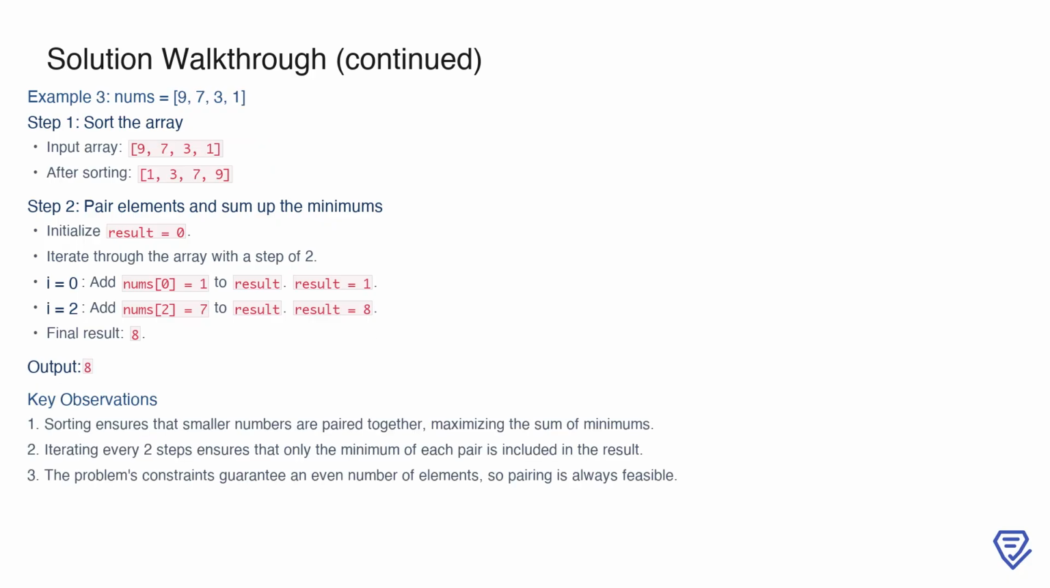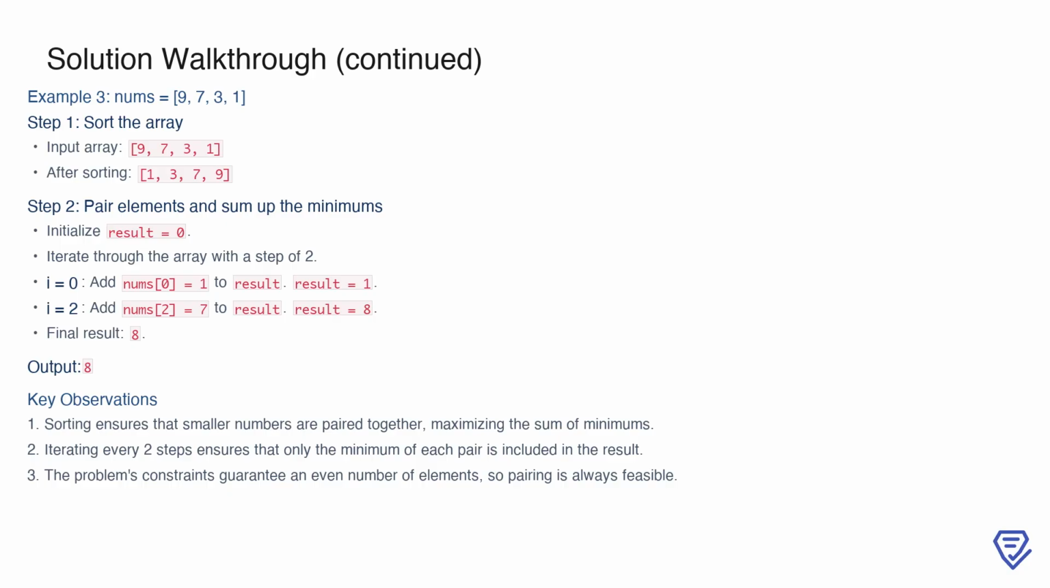In another example, consider the input array 9, 7, 3, 1. After sorting, the array becomes 1, 3, 7, 9. Once sorted, we initialize result to 0 and iterate through the array in steps of 2. At i equals 0, we add 1 to the result, making it 1. Then, at i equals 2, we add 7, bringing the total to 8.